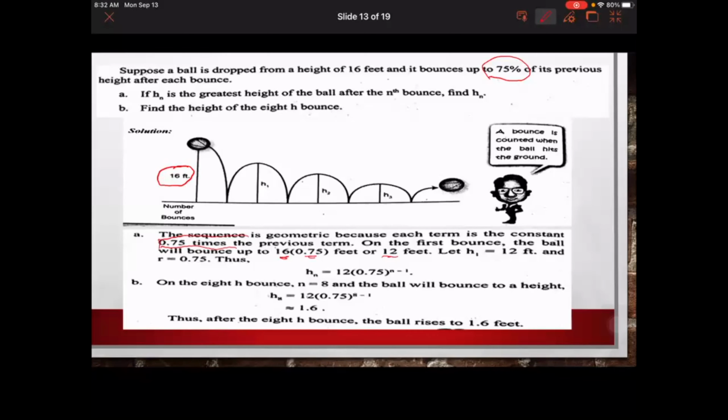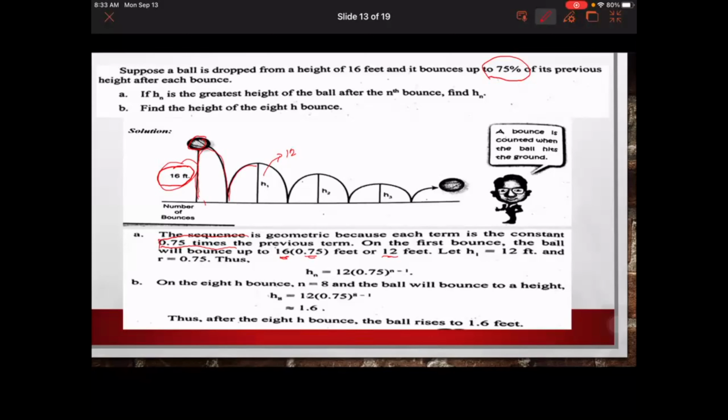Hindi ito yung ating h sub 1. Ito na yung magiging h sub 1. This will be 12. And the r is equal to 0.75. Now, the formula that we will have here is 12 multiplied by 0.75 raised to n minus 1. We will not be able to get the 16 kasi yung 16, inihulog pa lang siya. Pero hindi pa siya nagbabounce. Kaya, we are going to get yung after the bounce.